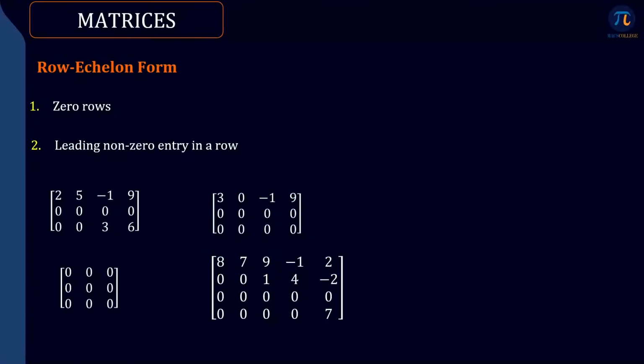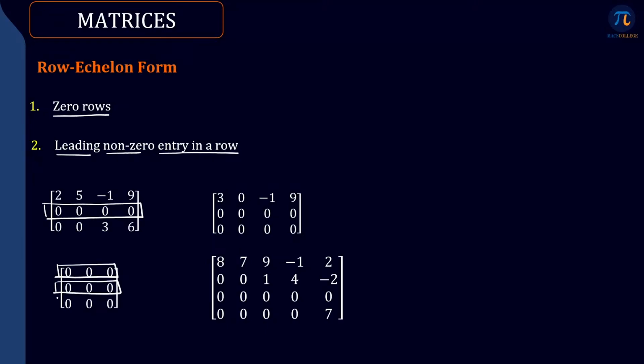Before understanding the definition of row echelon form, I want you to understand what is a zero row and what is leading non-zero entry in a row. Zero row means a row with all zeros or a row containing all zeros. See, if you observe this, this is a zero row where all the elements in the row are zeros. This is a zero row.